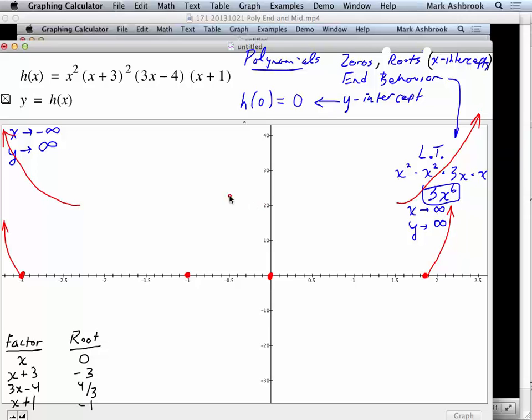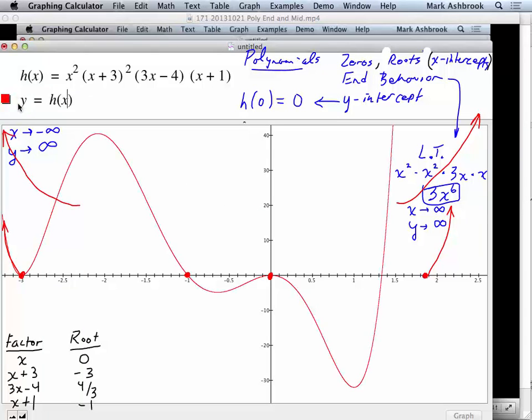So I'm going to turn it on, I'll turn it on in red to match. We do, except that I don't know where 4/3 is. Okay? So I was perfect, except this is 4/3 right here.